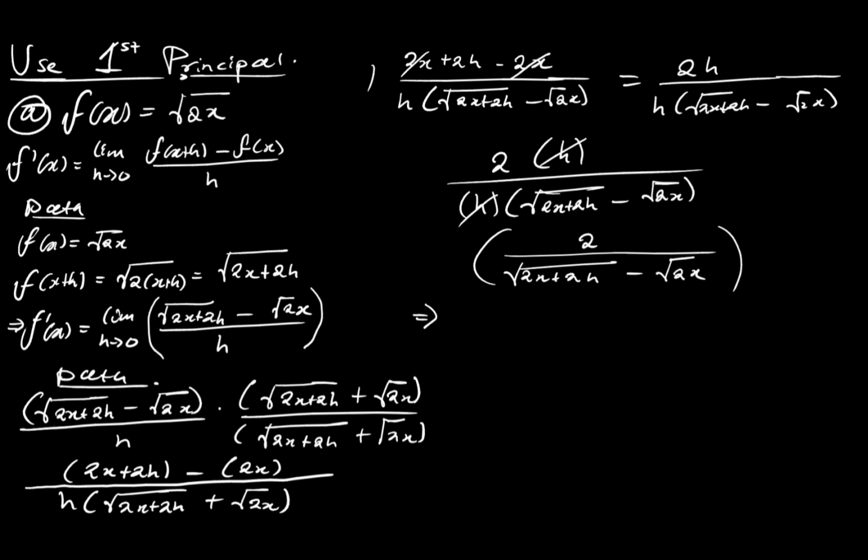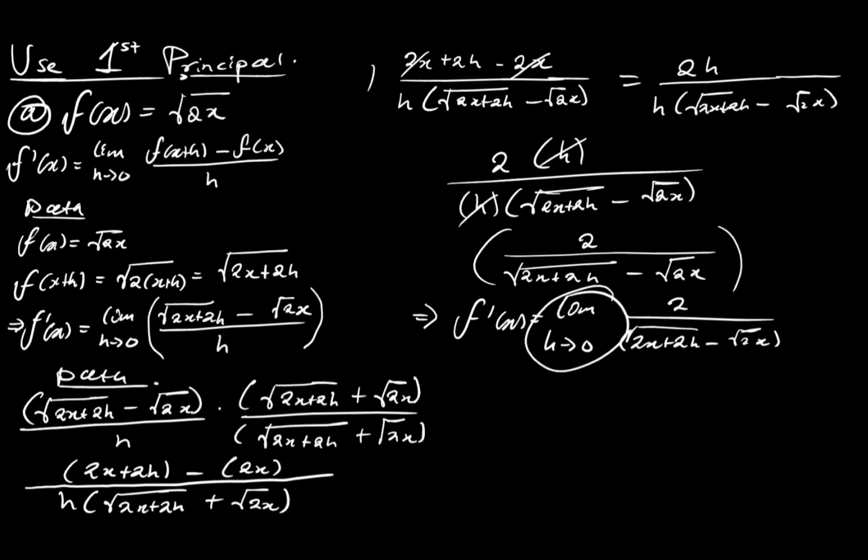So f prime of x is equal to the limit as h approaches 0 of what I have now, 2 over root of 2x plus 2h plus root of 2x. Then I can simply plug in the 0 where there's h. Remember, whenever you plug in for h, the whole limit part disappears.